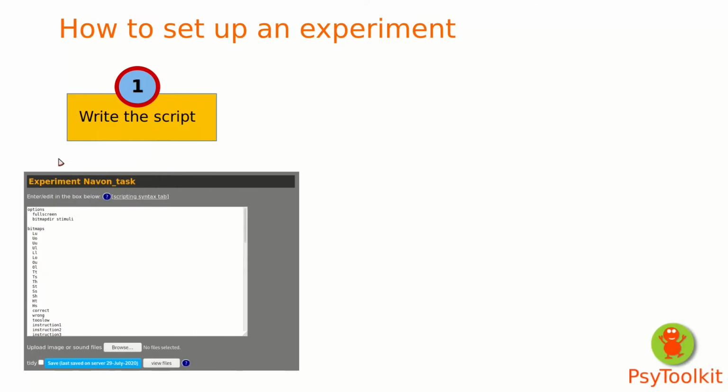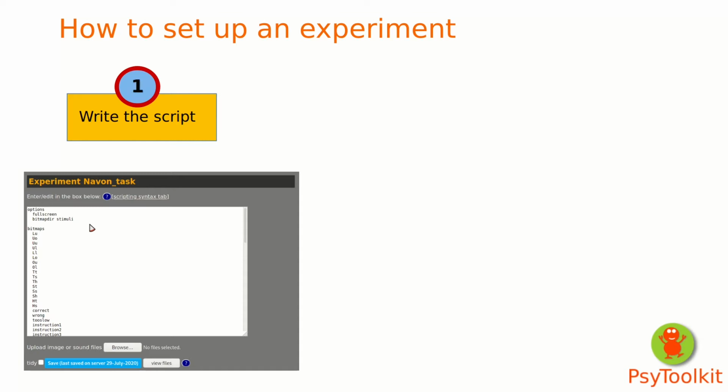So the first step is, as I showed before, you enter your PsyToolkit script code in a box. And that is the one thing that you actually need to learn how to do. At first it can look a little bit cryptic, but actually it is fairly straightforward, and there are many examples. You can always easily learn from examples.